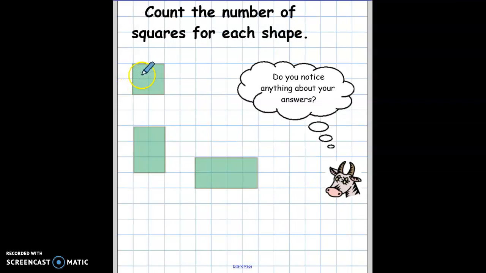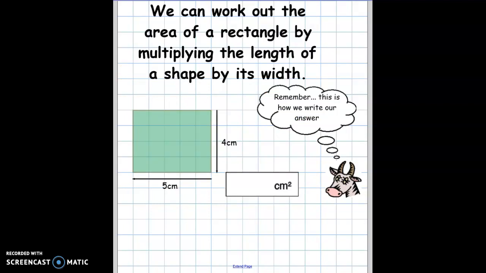So, how many squares? 4 squares. How many squares? 6 squares. How many squares? 2, 4, 6, 8. What's the cow saying? Do you notice anything about your answers? It's a funny looking cow, isn't it? And it's exactly what I've been saying. We can work out the area of a rectangle by multiplying the length of a shape by its width.